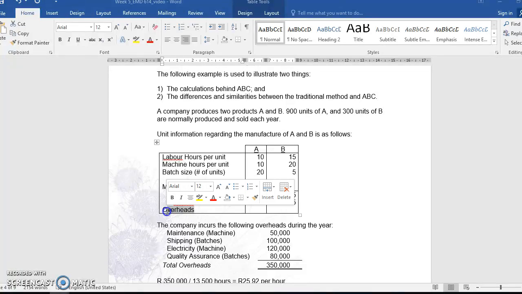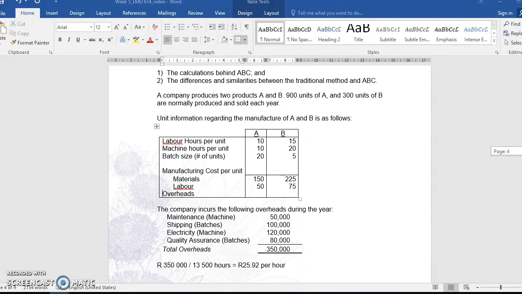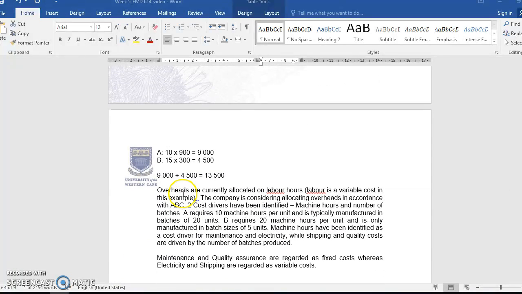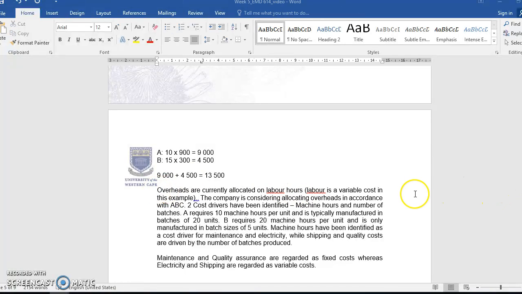However, the overheads always need to be allocated, and we're going to find out how we need to allocate overheads in this question. What we do know for now is that overheads are in total 350,000, and here it says overheads are currently allocated on labor hours. So the traditional method uses labor hours. Then it says the company is considering allocating overheads in accordance with ABC. Two cost drivers have been identified: machine hours and number of batches.